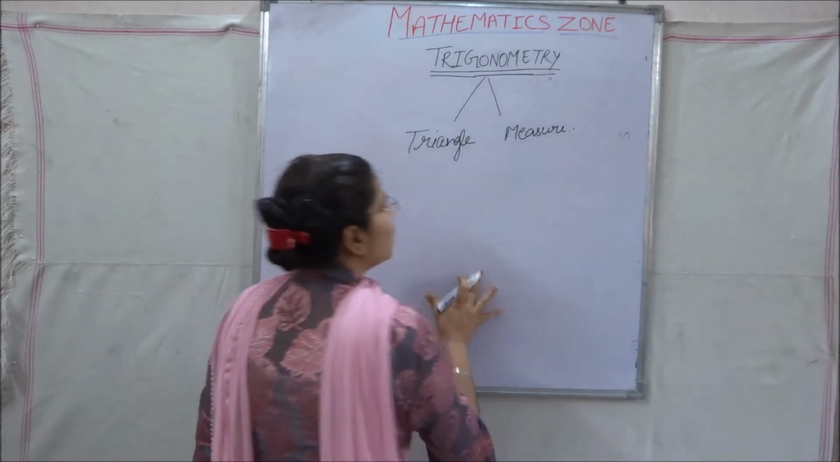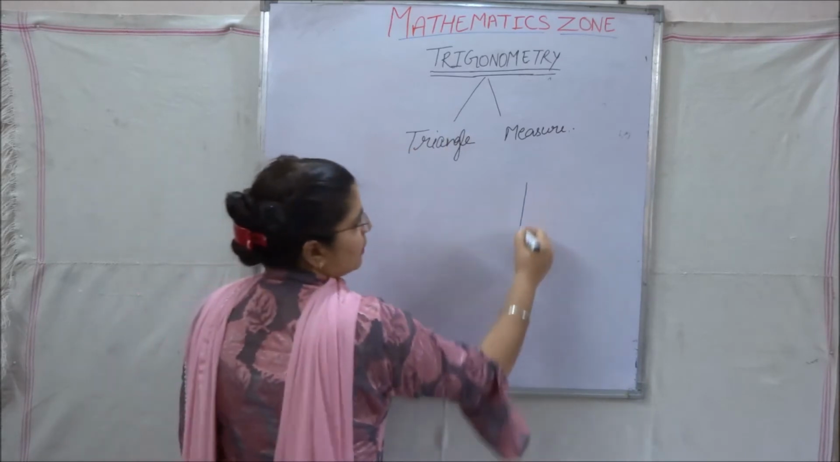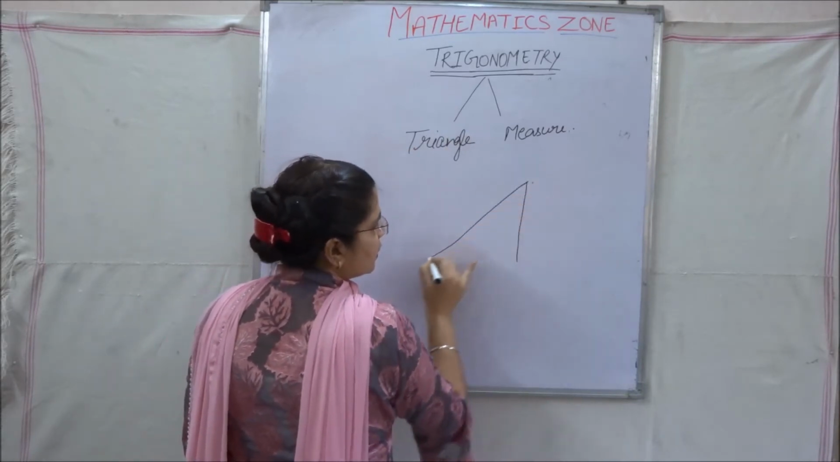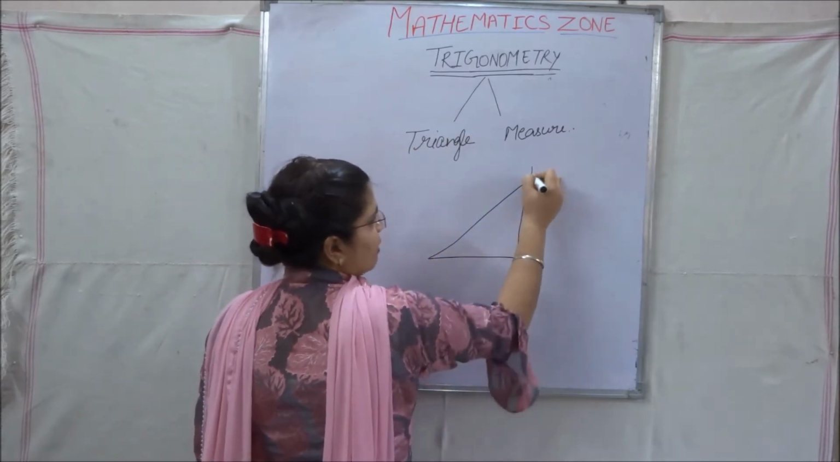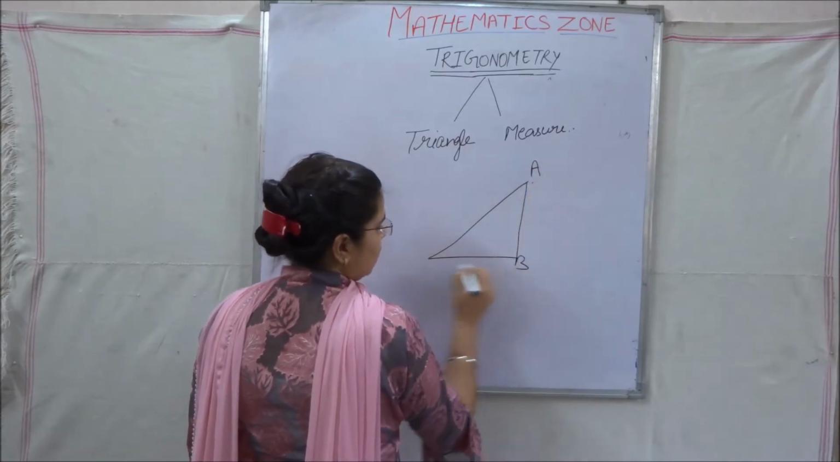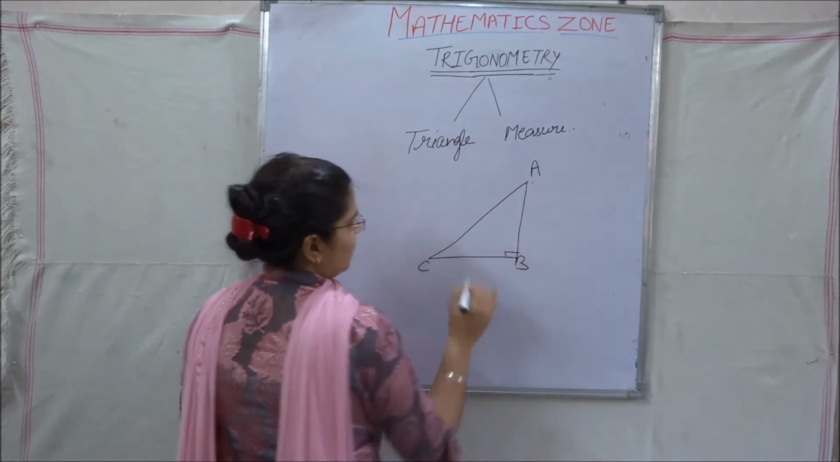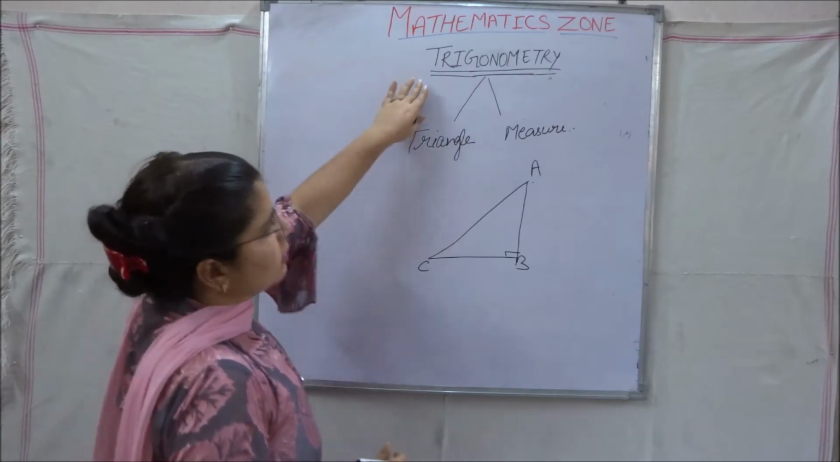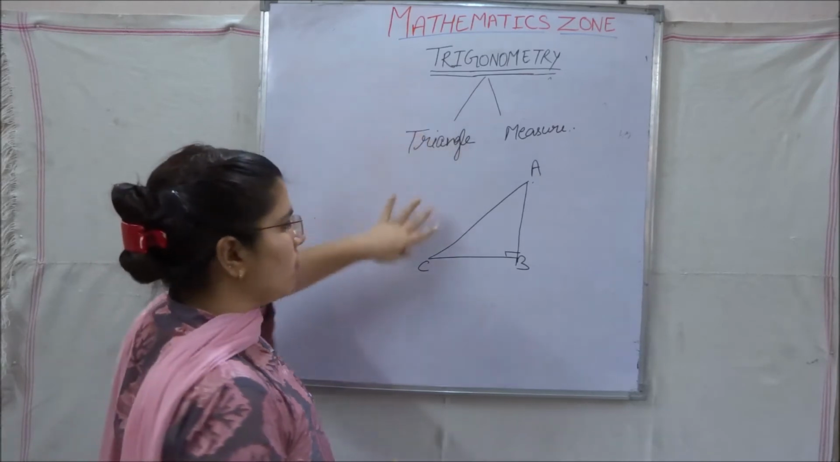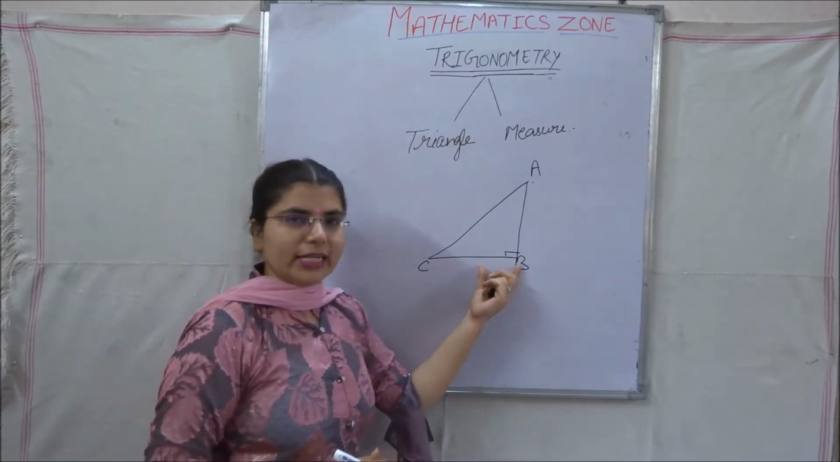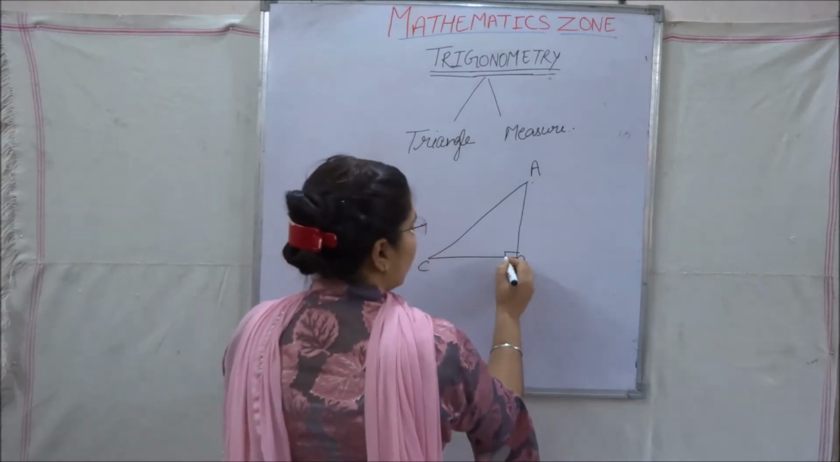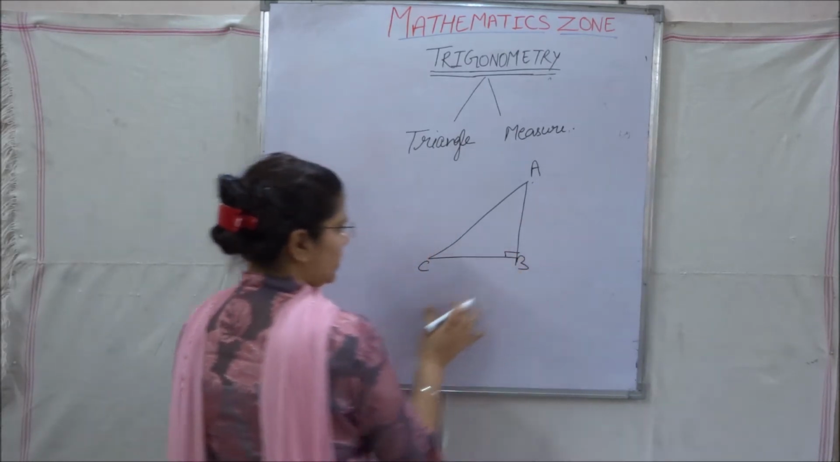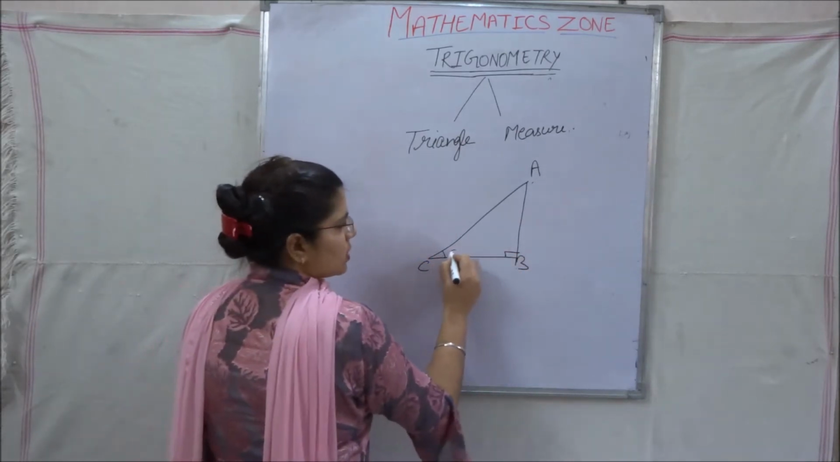Now to explain it, we will consider a right angle triangle ABC which is right angled at B. To study the concept of trigonometry, we always take the triangle with the right angle. So here angle B is the right angle. Now let us suppose this is angle theta.